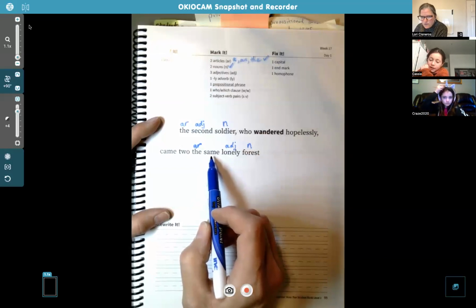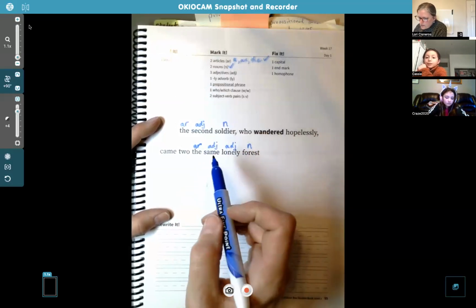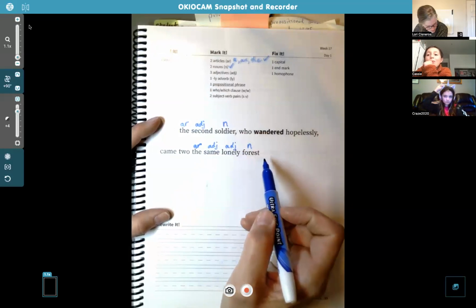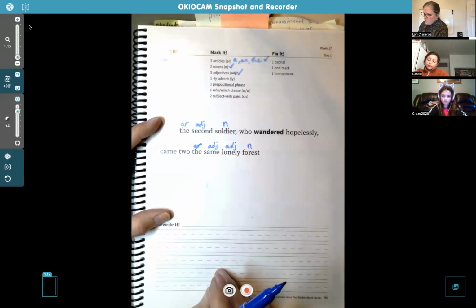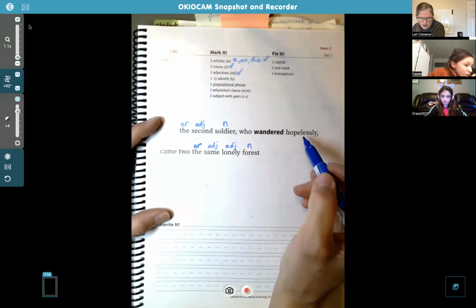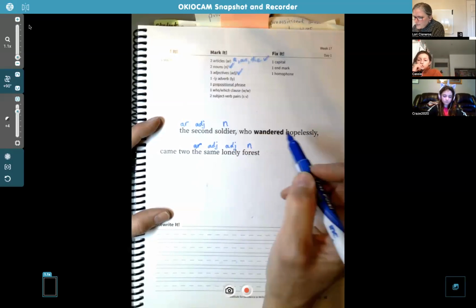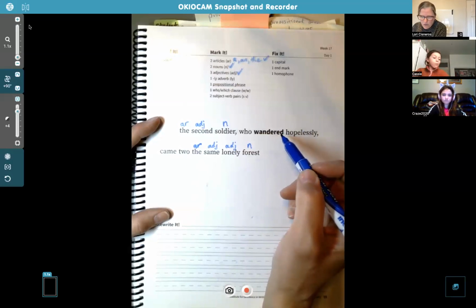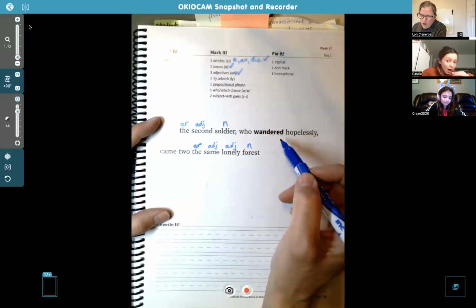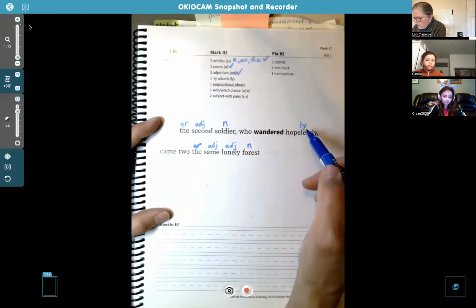What's this word? Same. That's also telling about the forest. So same, lonely, forest. Those are both adjectives. All right, the adverb. I kind of gave it away already to Cassie when she said hopelessly. Hopelessly is describing how they wandered, and wandered is a verb, right? So we know that hopelessly wandered. This is going to be an ly adverb. So go ahead and just put ly there.